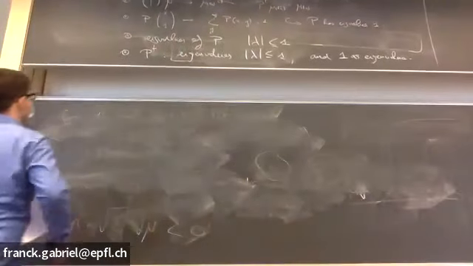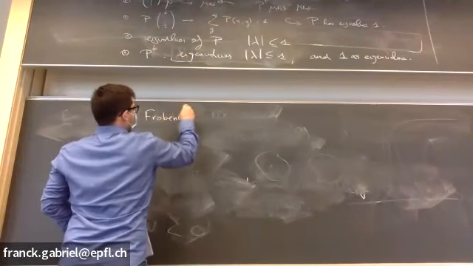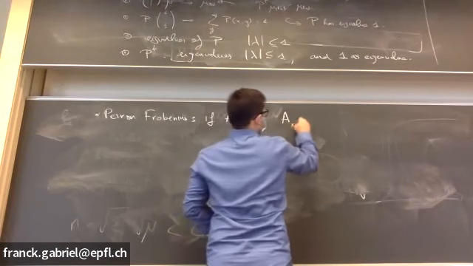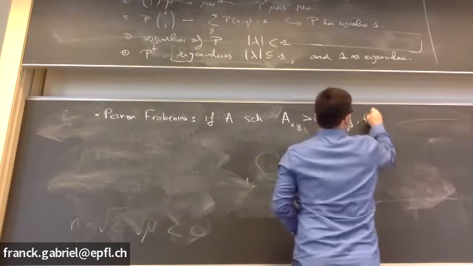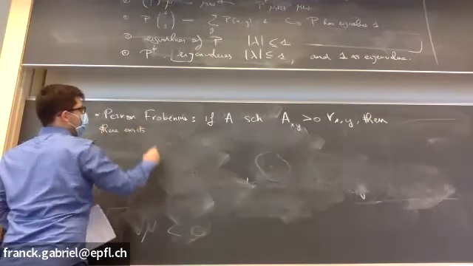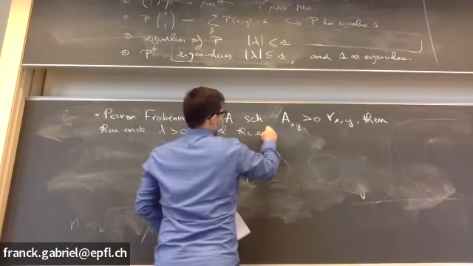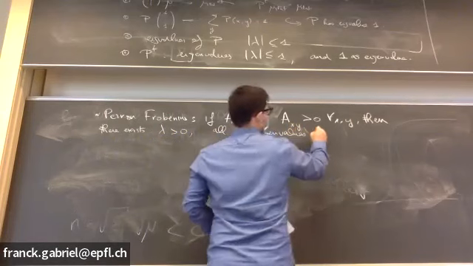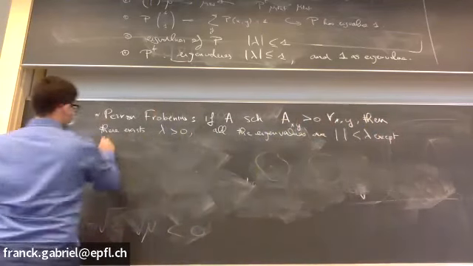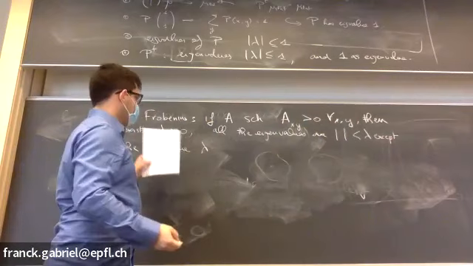Now the good thing is that you have the theorem of Frobenius. So if you have a matrix A such that AX, Y is strictly positive for any X and Y, then there exists a certain lambda strictly positive such that all the eigenvalues are of modulus strictly less than lambda, except for the eigenvalue lambda.